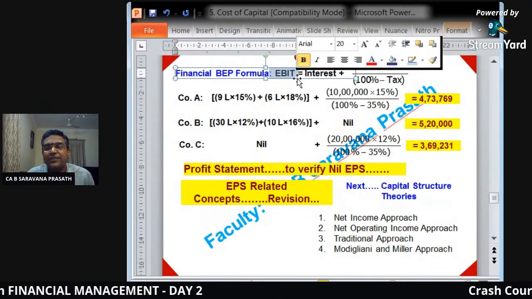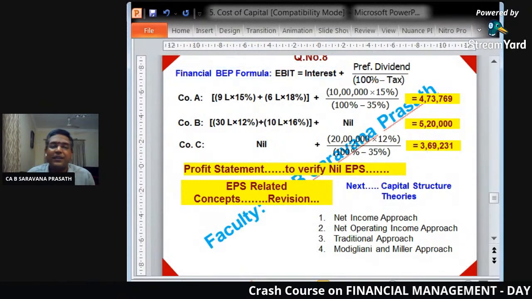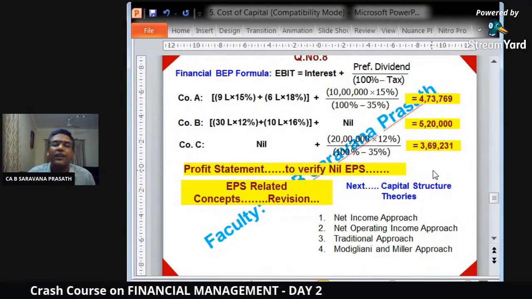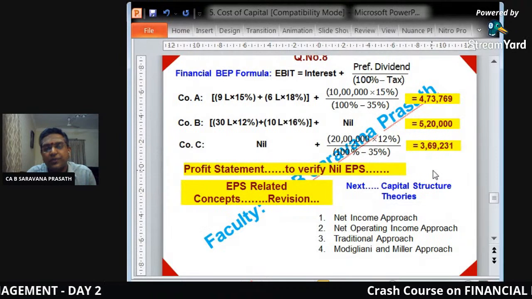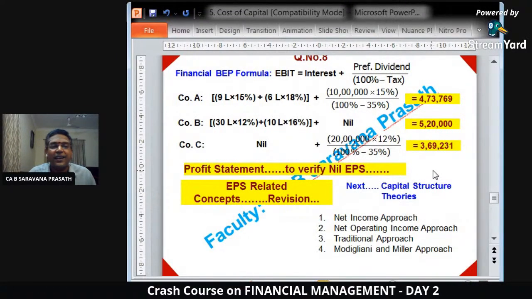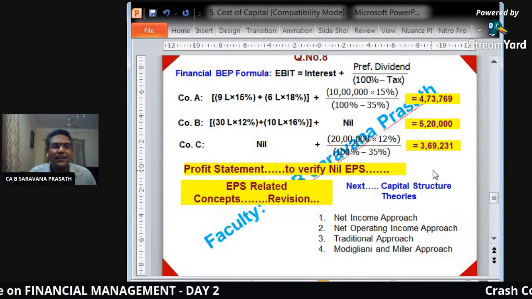Are all what numbers? EBIT. EBIT is equivalent to this value. When you prepare the profit statement, start with these three numbers as EBIT. You will get residual earning is equivalent to 0. You may prepare the profit statement to verify nil EPS.